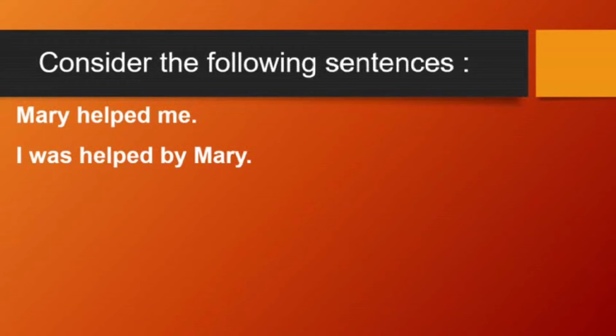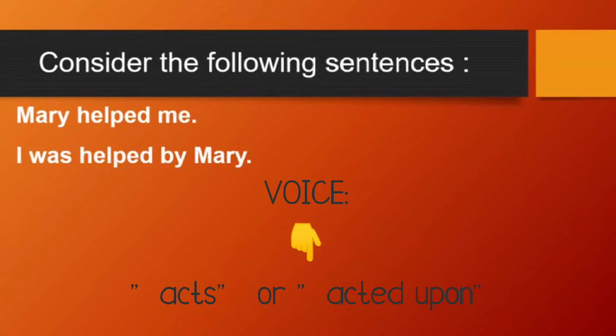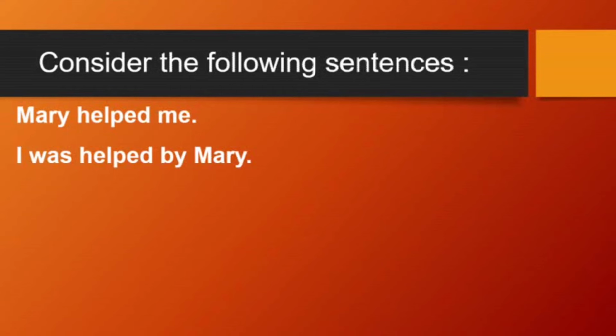So let's start. Consider the following sentences. Mary helped me. I was helped by Mary. There's practically no difference in the meaning of these two sentences. These are two different ways of presenting the same thing. But in the first sentence, the subject performs the action, while in the second sentence, the subject of the verb is acted upon. Thus, the voice shows whether the subject of a verb acts or is acted upon. Both sentences have the same meaning, but the constructions are different.